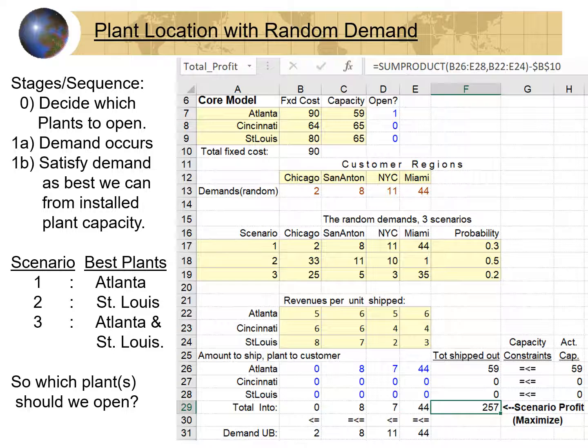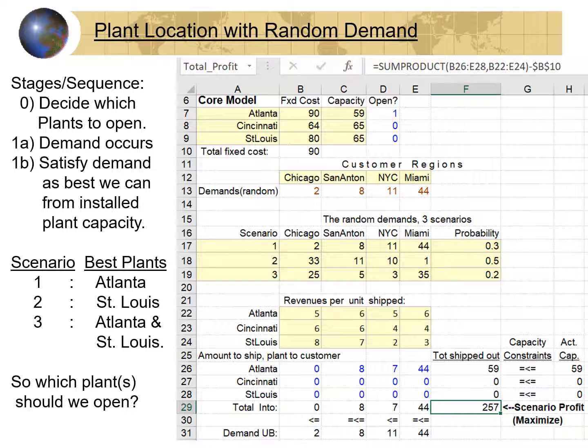This next little example is motivated by a study we did many years ago for General Motors. And the question was which plants should be closed and which plants should we keep open, or which plants should we perhaps open? What kinds of plants should we perhaps open in the face of uncertain future demand? So in this particular situation, we have 3 different possible plants that we're considering: Atlanta, Cincinnati, and St. Louis. And associated with each plant is a fixed cost per year of having it there. And each one has a capacity.